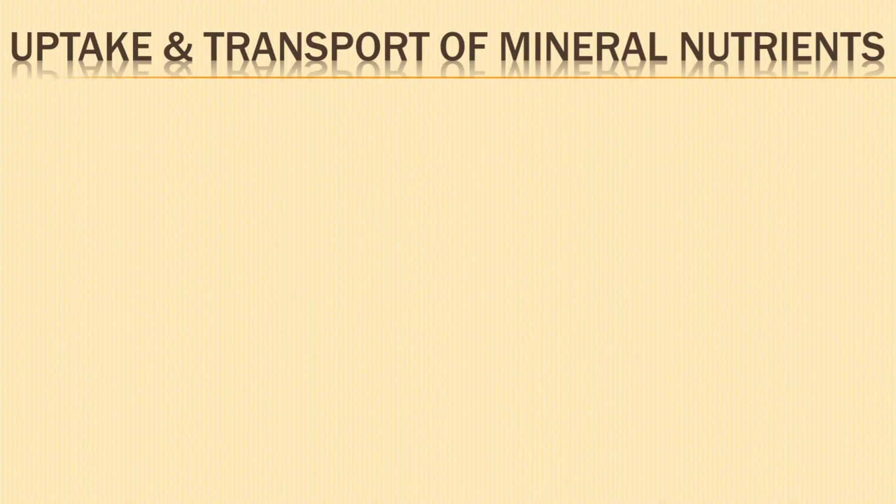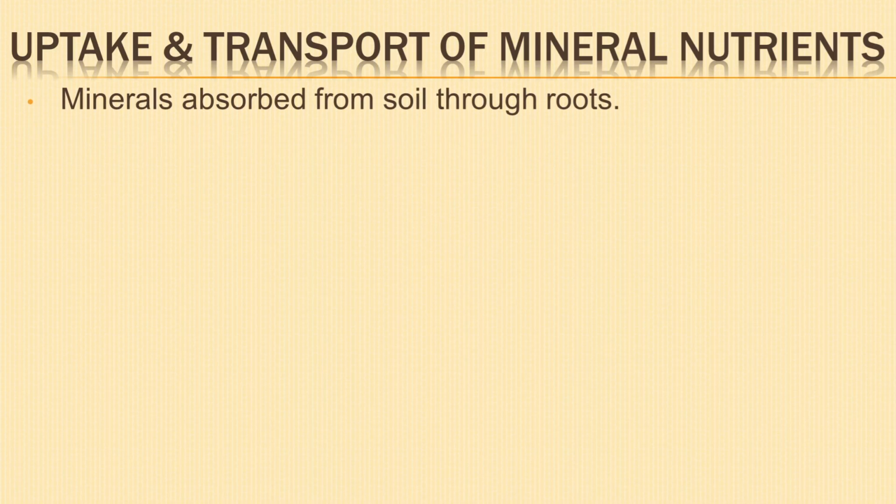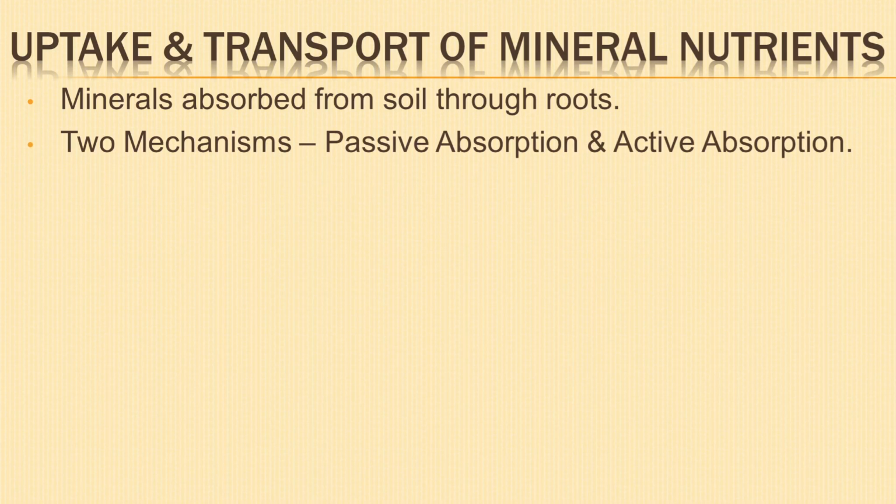Let us learn about the uptake and transport of mineral nutrients. Plants absorb minerals from the soil through the roots and translocate them to other parts of the plant. There are two mechanisms for the transport of mineral nutrients. They are passive absorption and active absorption.